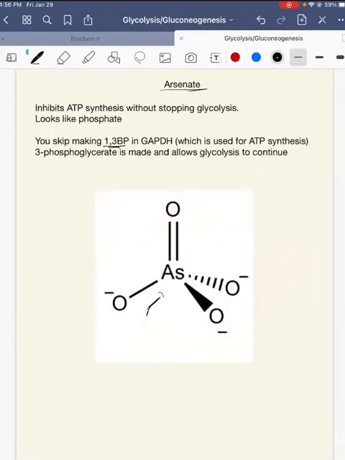So if arsenate acts on GAPDH, it will inhibit ATP synthesis, but glycolysis will continue to run, right? We won't make a high energy molecule to make ATP, but glycolysis will continue to run, which is kind of weird to think about, because now the cell is just running glycolysis and it's not making any ATP. But that's basically something arsenate can do in the body.